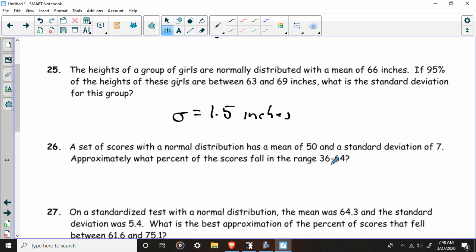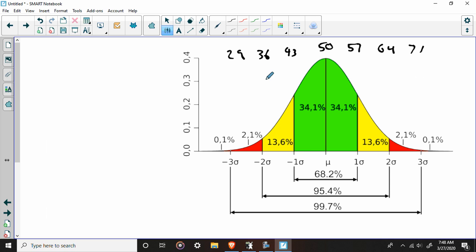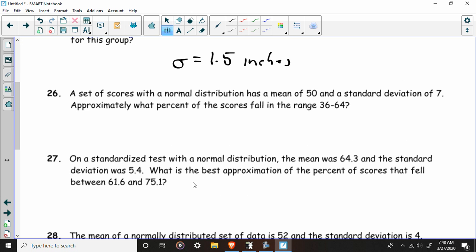Okay. And they asked approximately what percent of scores fall in the range of 36 to 64. Well, that's 2 standard deviations in either direction, right? 36, 64. So what percentage is that? 95.4. Okay, they've rounded it to 95. That's fine. 95.4%. Okay.